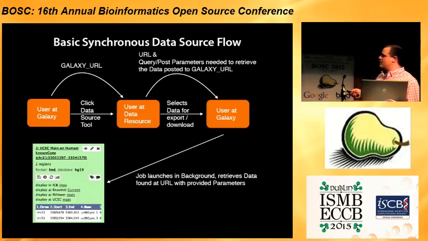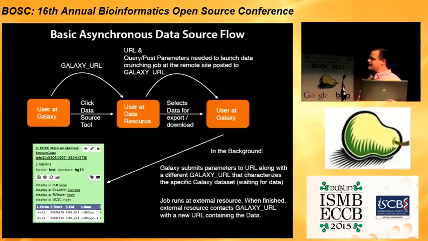And then that will do a post back to our Galaxy server, and that will be the Galaxy server specified by that Galaxy URL, so this will work with any Galaxy throughout the world. And it provides us with a new URL value and parameters needed in order to retrieve that data. The user is then forwarded back into Galaxy, and in the background, a job is launched that retrieves data at that URL from those provided parameters. And here we have a set of genes that were retrieved from UCSC.